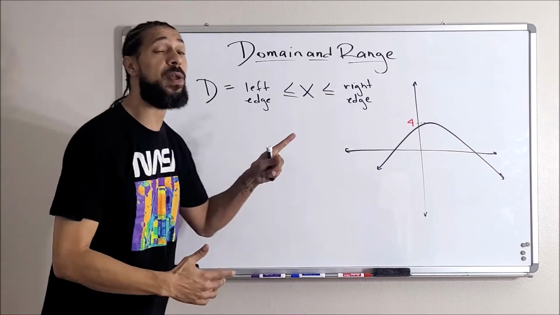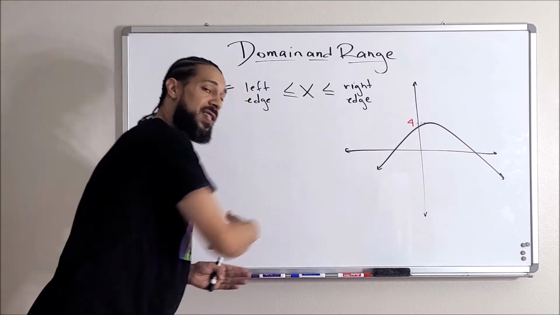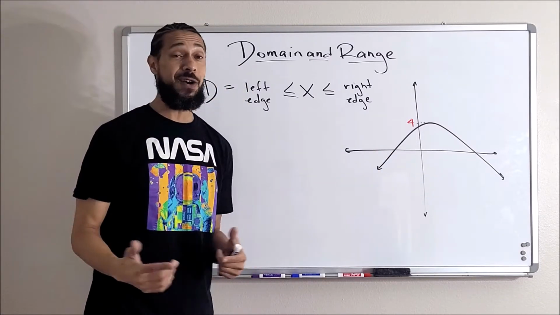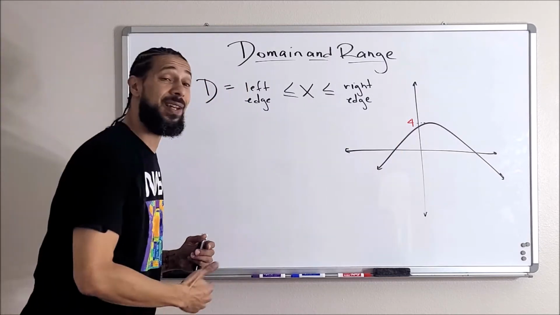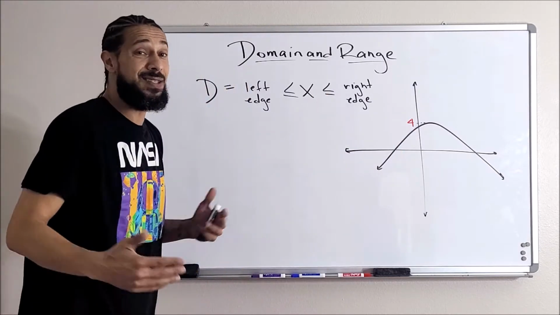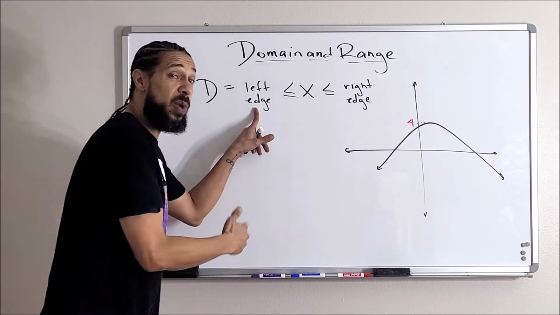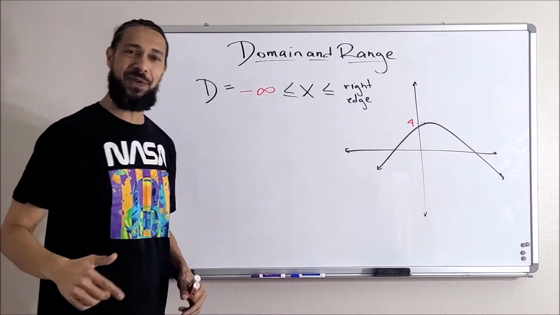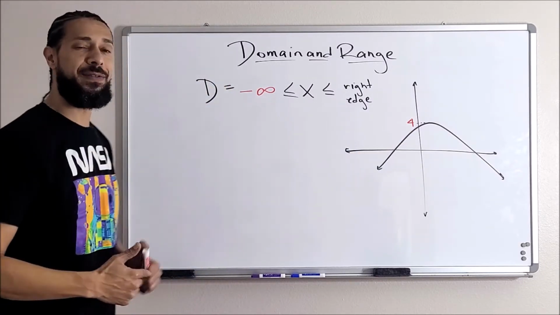Okay, so let's talk about where the left edge of this graph is. Where does this graph stop on the left side? You're right. It doesn't stop. This goes on forever to the left and forever down. So if I was talking about the end of this graph on the left-hand side, we will call it negative infinity. Exactly right. It's going all the way to infinity, but in the negative direction.